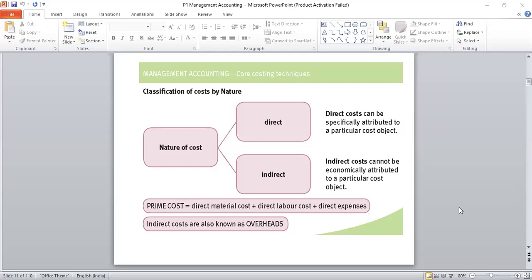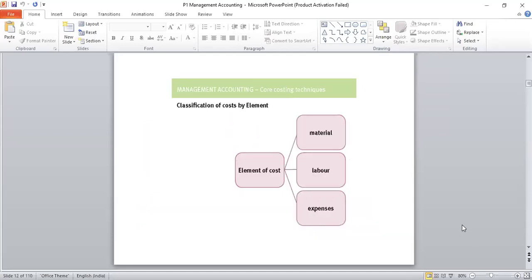No, first let's also look into that. We will again come back to this part. There are three elements of cost: material, labor, and expenses. All those costs which are incurred for acquiring the material, we call it as material cost.